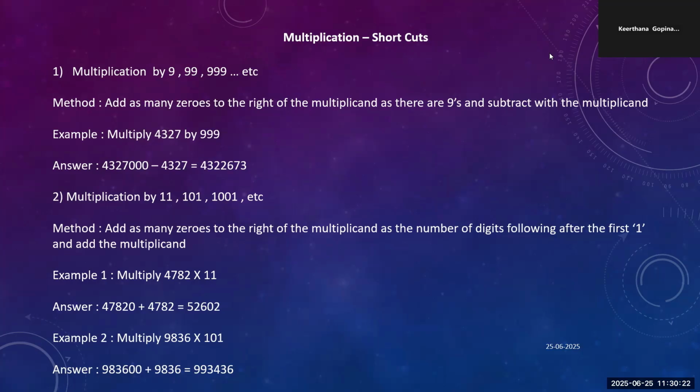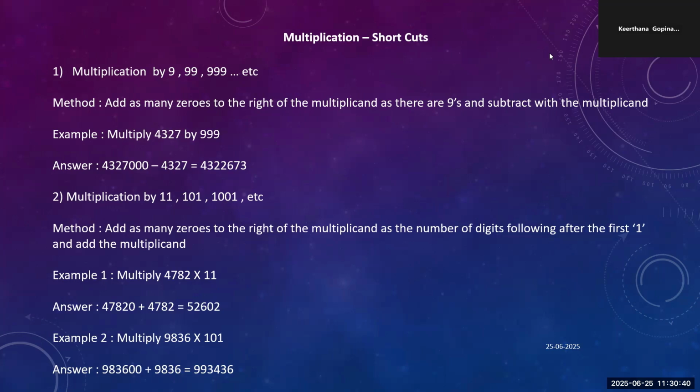How do you multiply a number by 999, 9999, etc.? If there is a number which needs to be multiplied, for example 4327 into 999, do this manually and tell me.